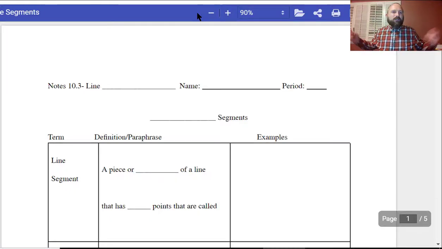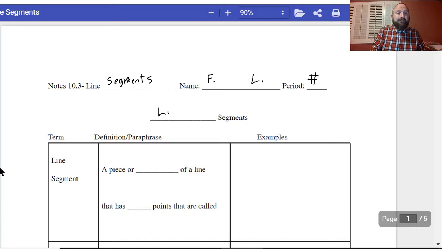Hello everyone, Mr. Schultz here for Integrated Math 1, and we are discussing Notes 10.3, dealing with line segments. Make sure you put your first and last name at the top, as well as your period number, as we discuss line segments. Part 1 of 2. Write that in, please.